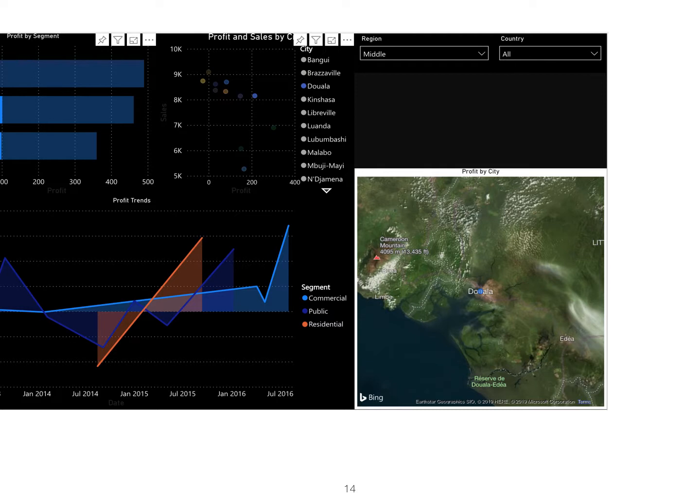Further, we can also slice this information by using the scatter plot. So if we click on Douala, we will see specifically on the map, this is Douala on the coast of Cameroon, in the central region. We can also see the profit level that was brought in by Douala specifically, and on the profit trend the dates that these profits were made.